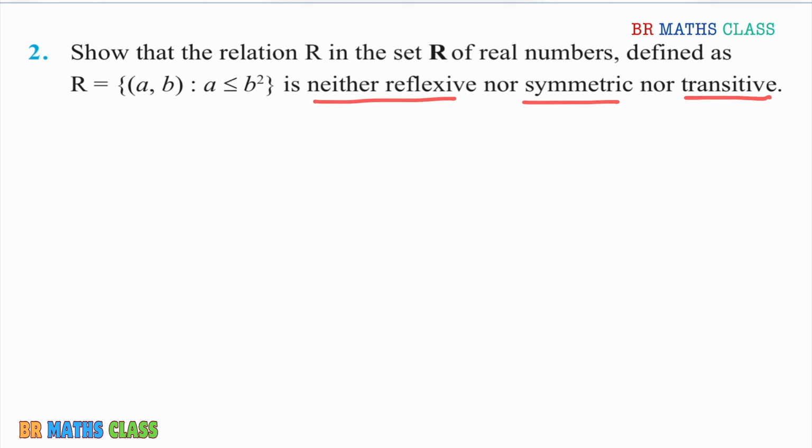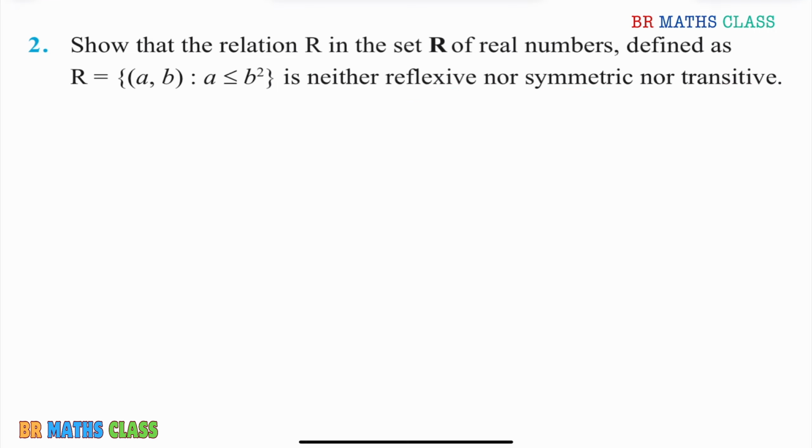That means we need to show that this is not reflexive, not symmetric, not transitive. This is one of the good examples to understand reflexive relation, symmetric relation, transitive relation. As usual, as in the first problem, we write 3 steps mainly from the question. In this problem also, I'll write those 3 steps.